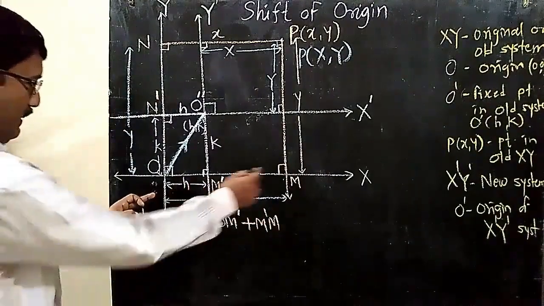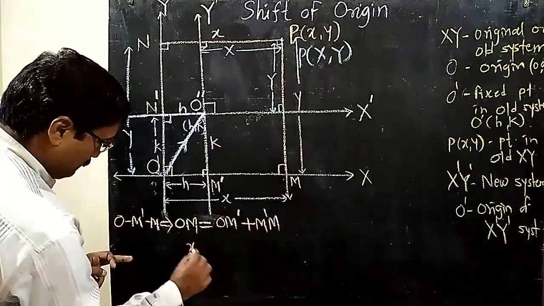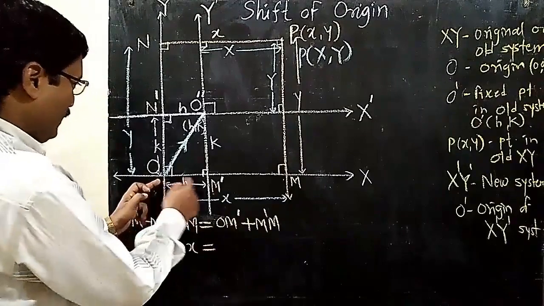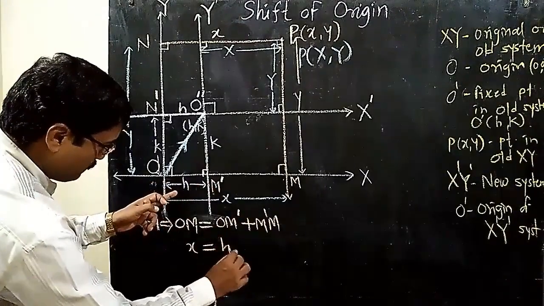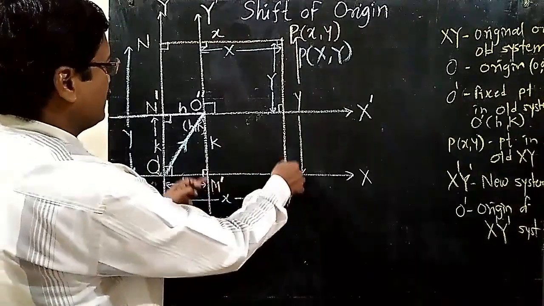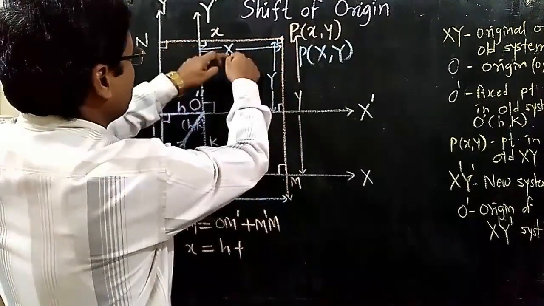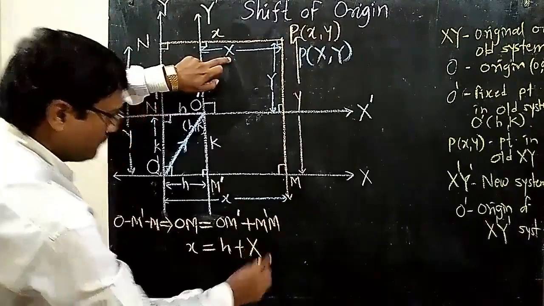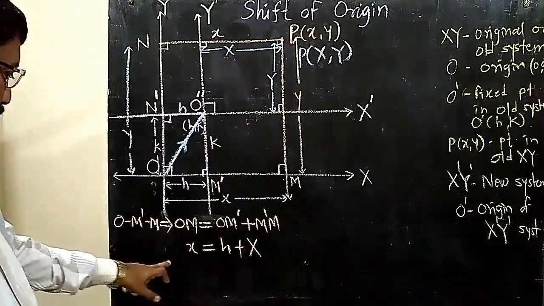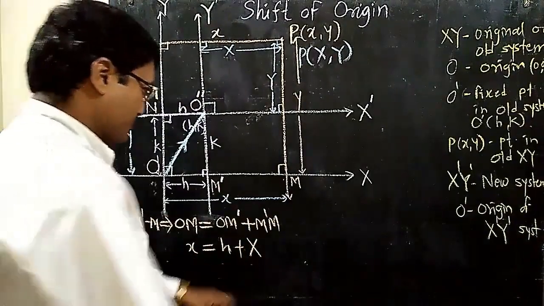But OM is nothing but x. OM' is nothing but h. And M'M, that is nothing but this, that is the same as capital X. So we get small x equal to small h plus capital X.